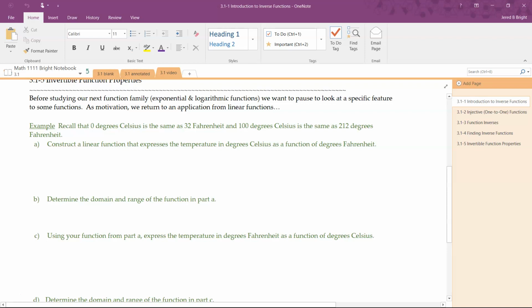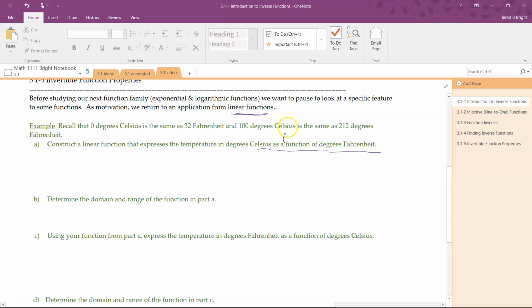You might remember back when we were looking at linear functions, we were looking at this example with Celsius and Fahrenheit and converting between the two temperature scale systems. So we gave this bit of information: 0 degrees Celsius was the same as 32 Fahrenheit, and 100 Celsius is the same as 212 Fahrenheit. We wanted to be able to construct a linear function between them. In this particular language, it says Celsius as a function of degrees Fahrenheit.